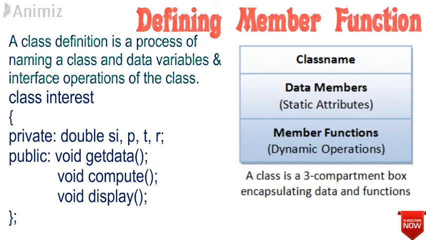You can define data members with different data types. That is, SI can be defined under float, PTR can be defined under int. So there are no restrictions that you have to define all the member functions under a single data type. In this example, we have defined data type under private and all the three member functions under public access specifiers. A class always ends with a semicolon.